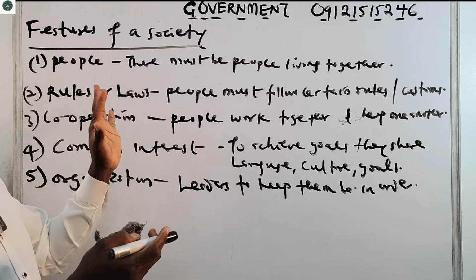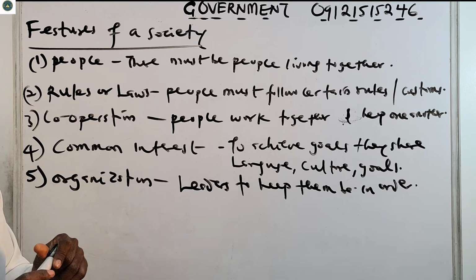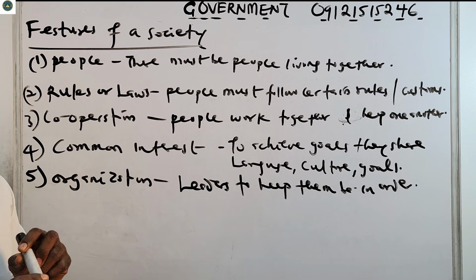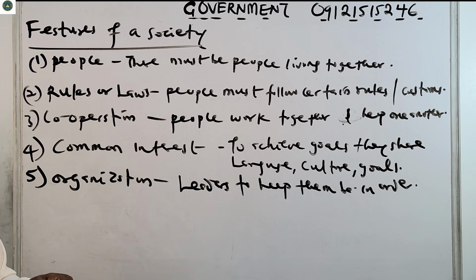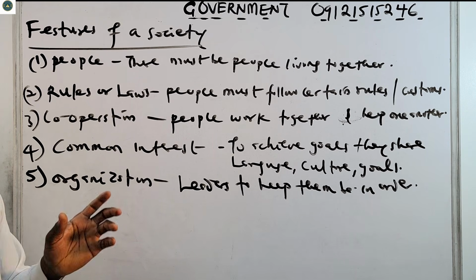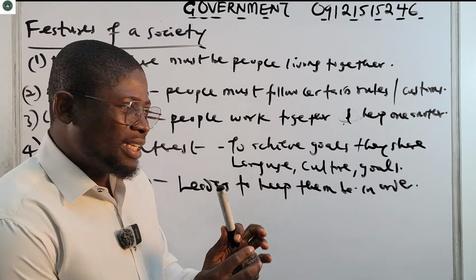Features of society: people, there must be people living together. Rules or laws, people must follow certain rules or customs. Cooperation, people work together and help one another. There must be common interest to achieve goals. They share language, they share culture. Organization, they need leaders to help keep them in order.